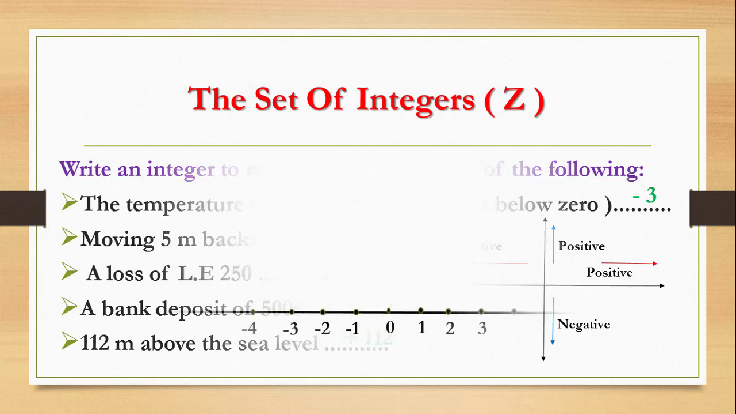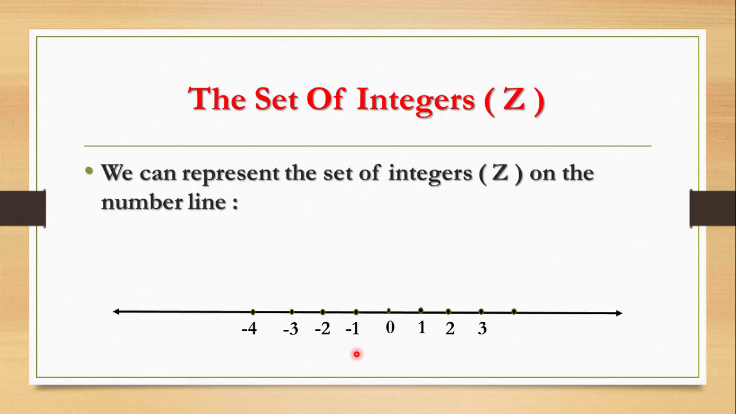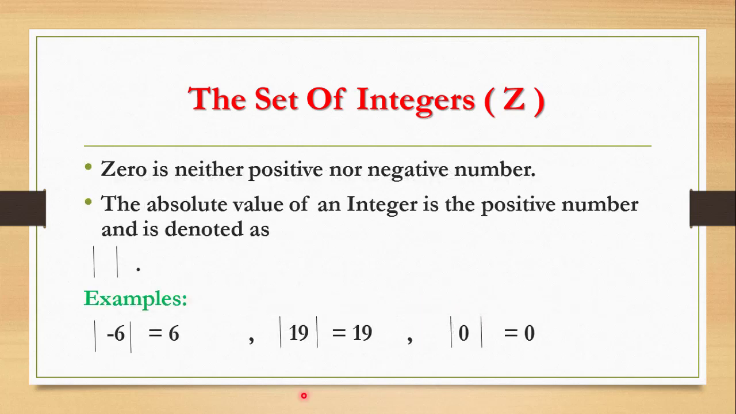Okay, this is the number line. We want to represent the set of integers on the number line. This is a straight line. Put 0 in the middle, then divide equally. To the right, 1, 2, 3, and to the left, the negative numbers, negative 1, negative 2, negative 3, and so on. So to the right of 0, we have positive numbers, Z positive. To the left, we have negative numbers, Z negative. Also, notice here that 0 is neither a positive nor a negative number.